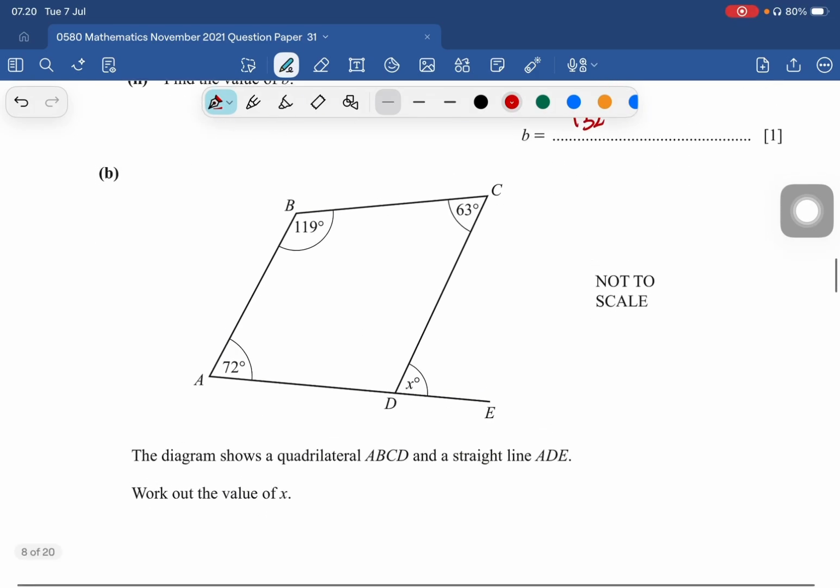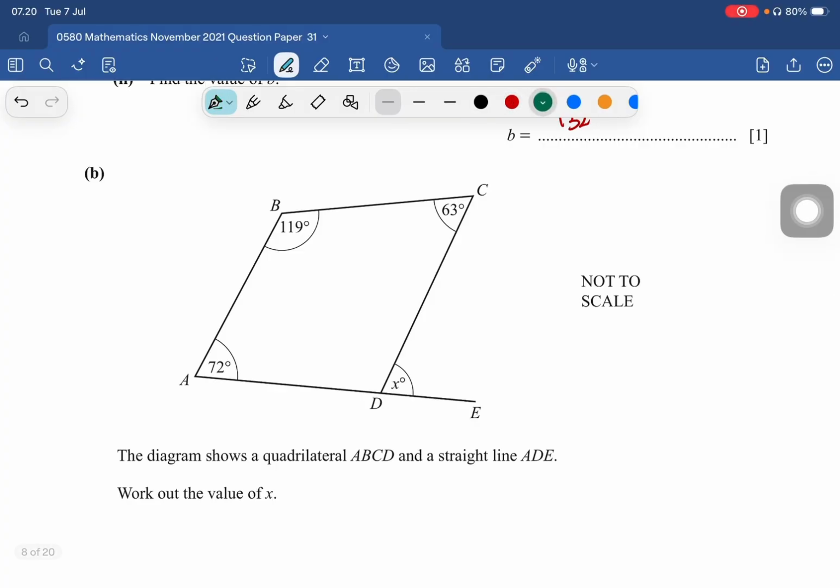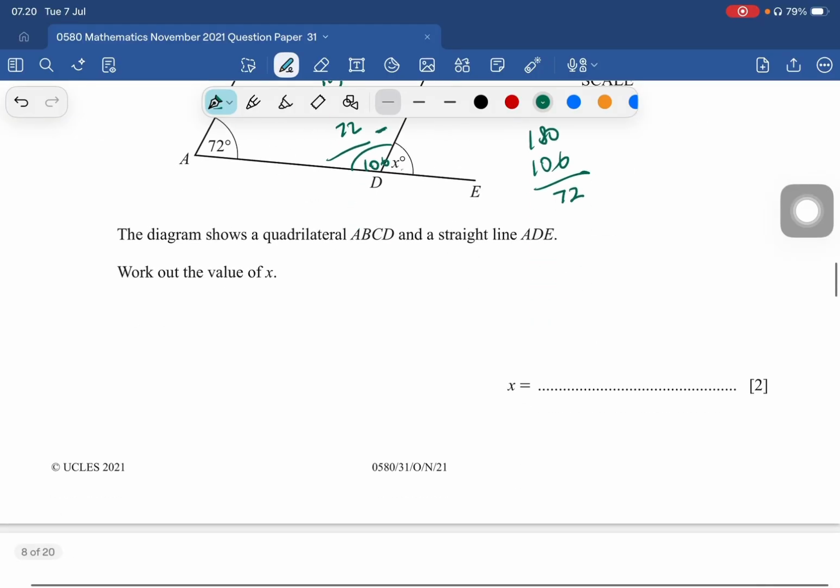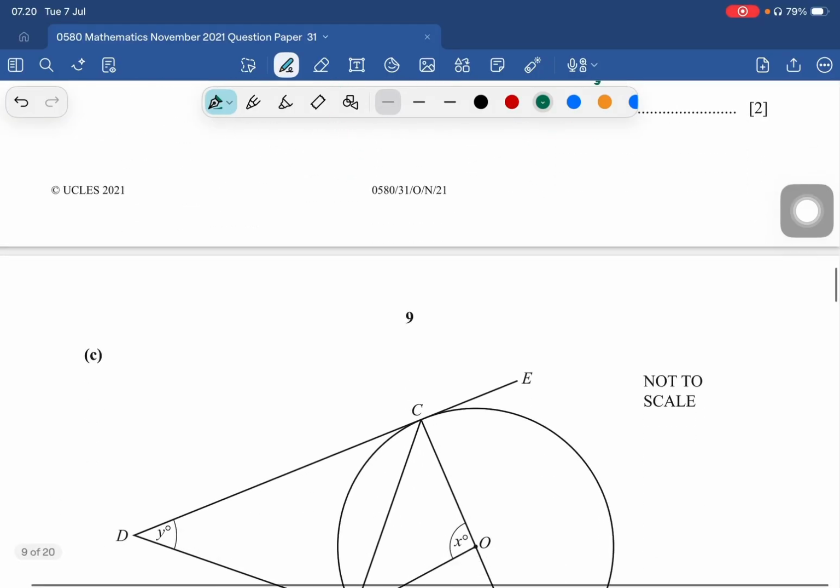B, okay, this is a quadrilateral. We have 4 sides, so the sum of all of them equals 360 degrees. So let's subtract 119, 63, and 72 degrees. We get 360 minus 119 minus 63 minus 72, so this angle is 106. One straight line equals 180, so with 106 here, we get 72 for the x. So x equals 72 degrees.